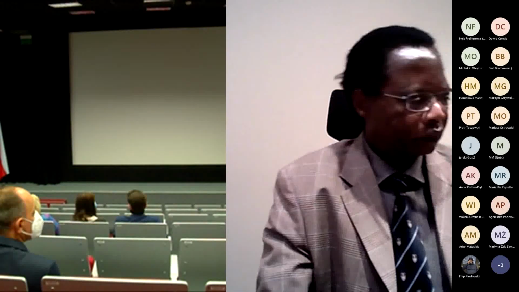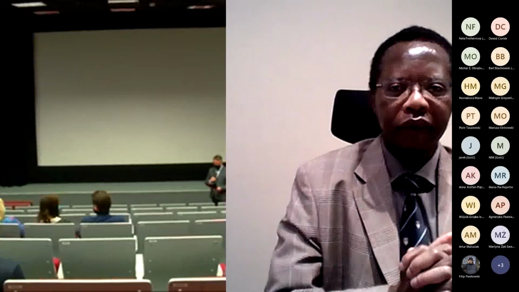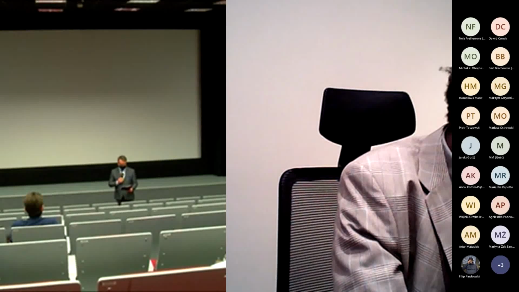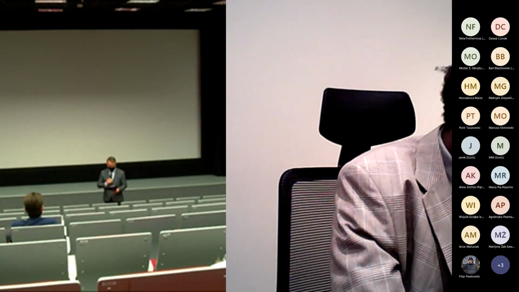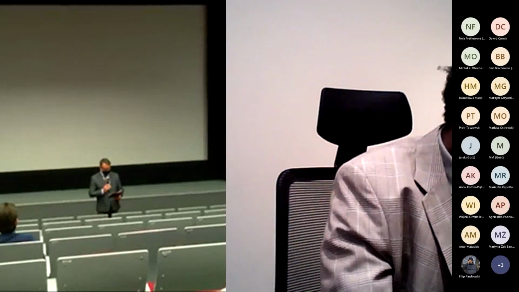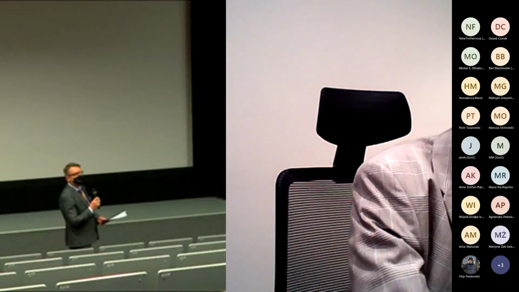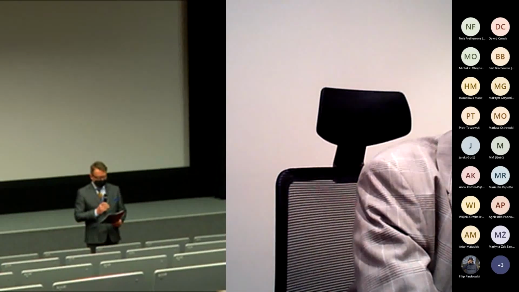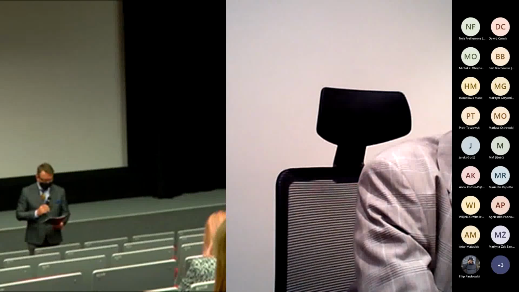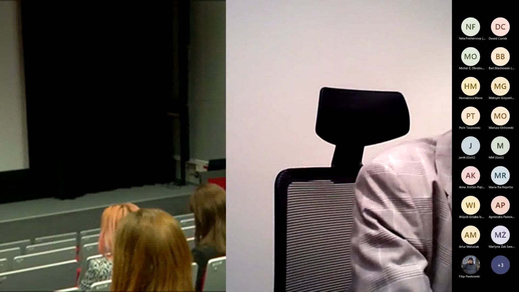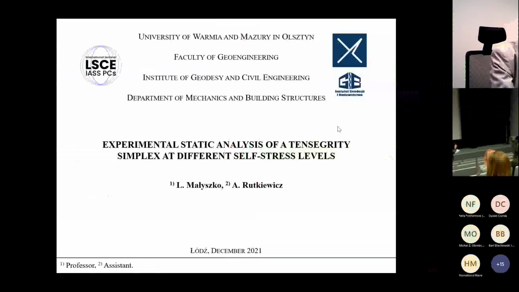Next presentation, we postpone: structural bionic system design and numerical analysis. Very interesting. However, the author is absent. And the last in this session, number 2, would be by Andrzej Rutkiewicz and Professor Leszek Małyszko from Olsztyn: Results of own experimental tests of a Tensegrity Simplex under static loading. I expected such a presentation, so please start.